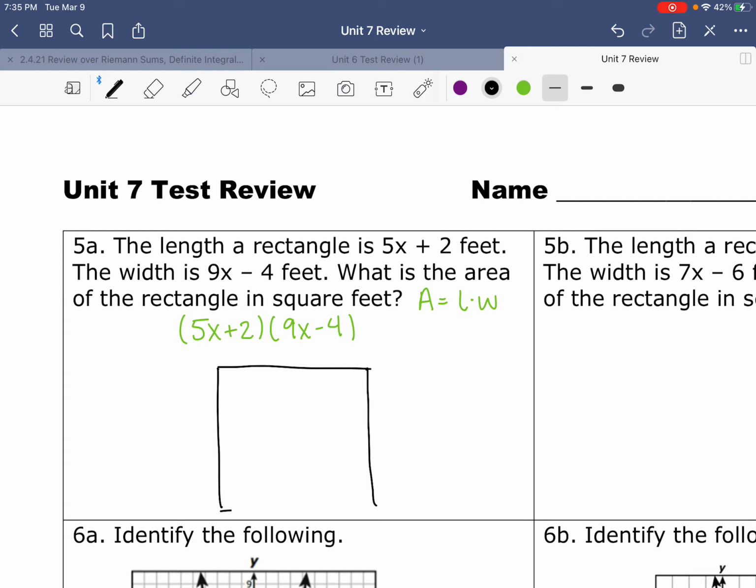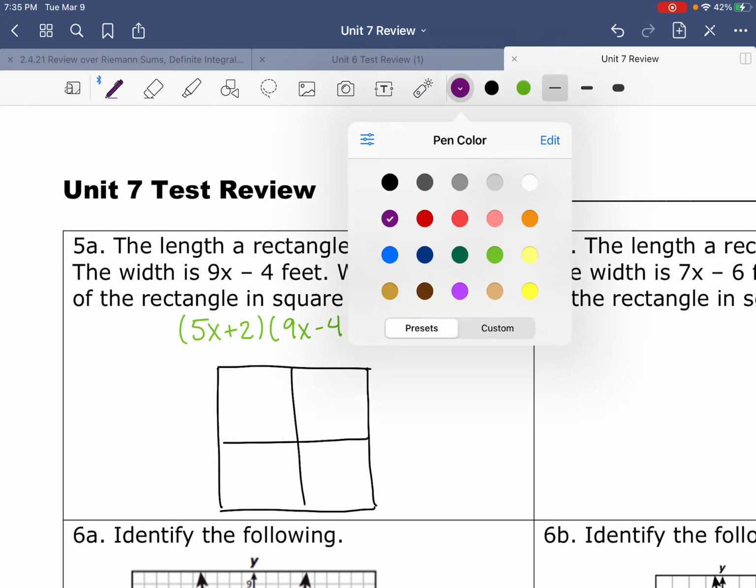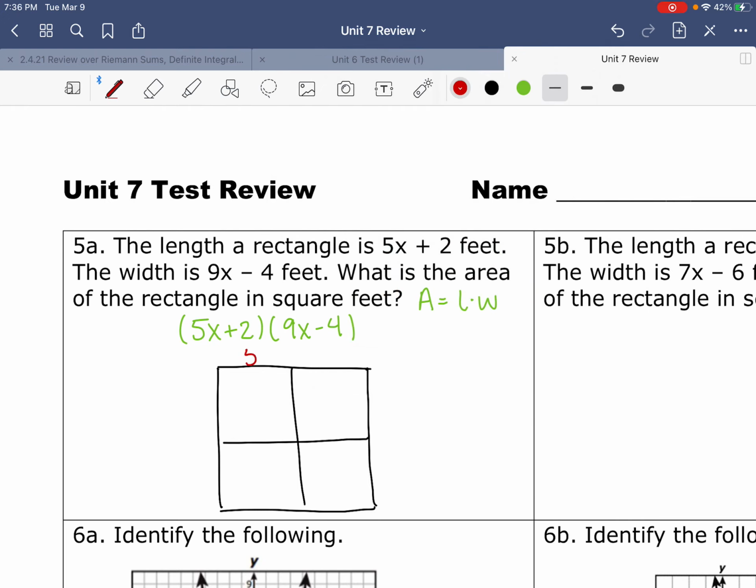So I use my box to multiply. So I'm going to have 5x plus 2, 9x minus 4. When I multiply, 9x times 5x is 45x. 9x times 2 is 18x. 5x times negative 4 is negative 20x. And negative 4 times 2 is negative 8.